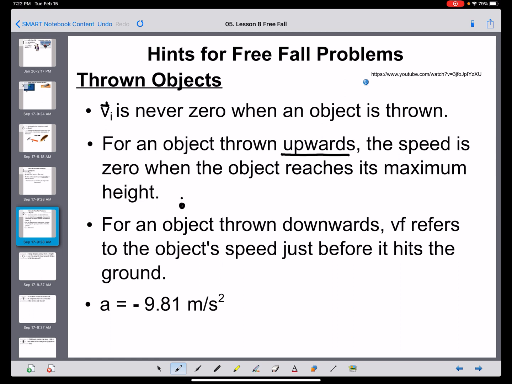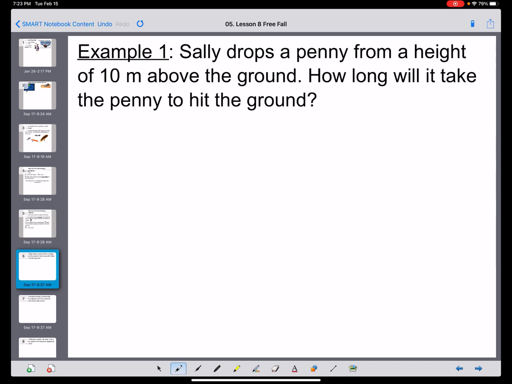So if I throw something up in the air, it's going to go up, reach some maximum height, which means it's the highest it can go, and then it's going to come back down. At the point where it's the highest it can go, the speed is 0 for just a split second. And if you throw an object down towards the ground, then VF refers to the object's speed, again, just before it hits the ground. And just like before, the acceleration is still negative 9.81. So in all the questions we do, the acceleration is going to be negative 9.81.